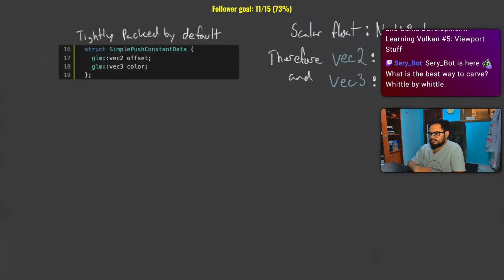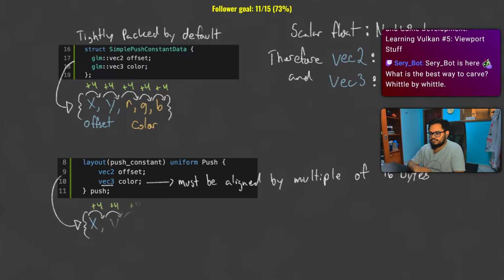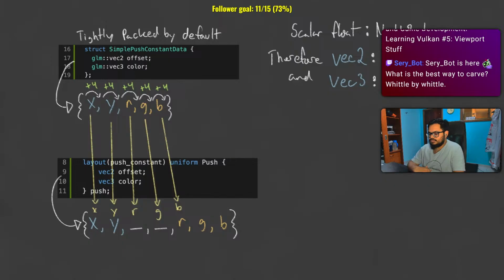By default, the struct memory in the host's code is packed together tightly. Therefore, on the host, the memory looks something like this, where there is no space between the offset and color fields. But in device memory, the push constant struct layout requires the vec3 color to be aligned to a multiple of 16 bytes. So 8 bytes of padding will be automatically inserted between offset and color. Therefore, when we send over our data, the red and green channels are being ignored, and the blue channel is being read into the push constant's red channel. And that's why the blue triangle is appearing red.